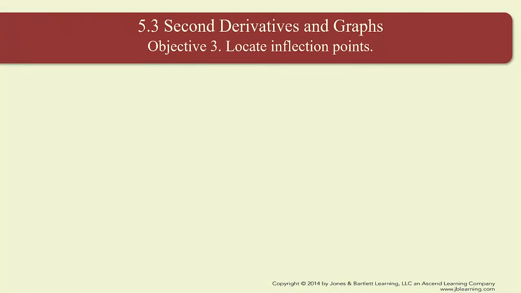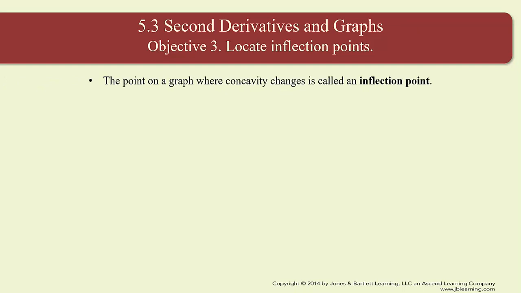All right, folks, in that last example, we determined intervals of concavity for the function. And you may have noticed that at an x value of 4/3, the concavity switched. The graph changed from concave down to concave up. Any point on a graph where the concavity changes has a special name. It's called an inflection point.